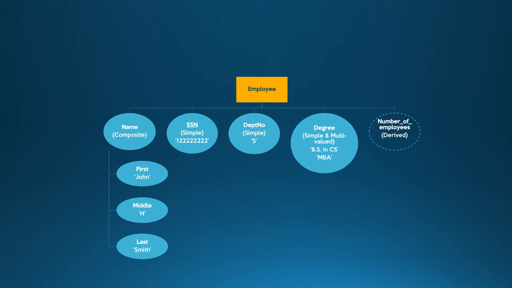And like I said, there's different kinds of attributes. So this one's composite, and composite means that there's different parts to it. So there's a first name, there's a middle, and there's a last. So this is why that's a composite attribute, okay?